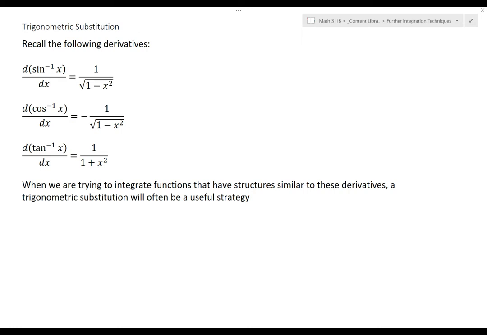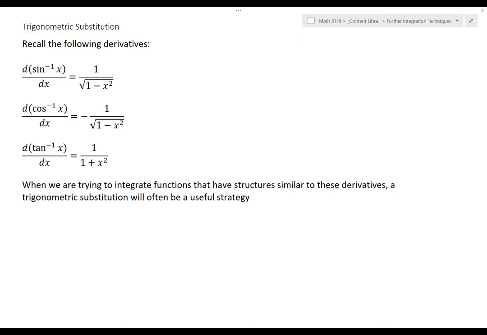So what we see is that these transcendental functions have derivatives that are algebraic. So they have rational and radical components to them. So when we see functions with structures similar to these that we are trying to integrate, often we're going to end up with a trig, usually an inverse trig function, as our antiderivative. But that's not always easy to see right off the bat. And the structures don't always look quite like this.